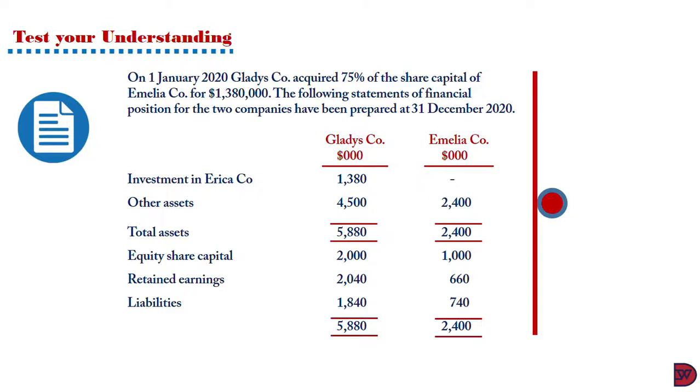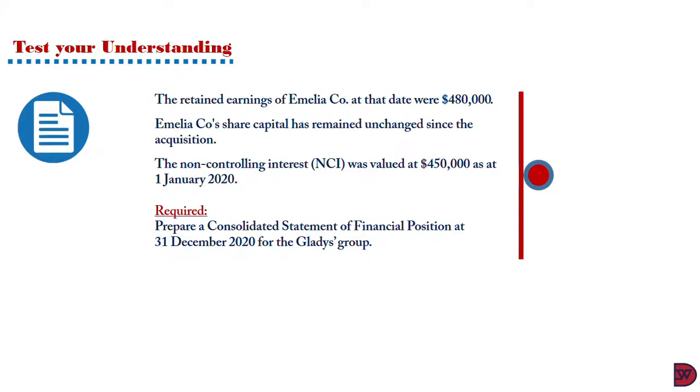So when you come to the equity, it's all shown for both companies. You have the retained earnings for both companies listed here, then liabilities for both companies, also giving a total of $5,880,000 for the equity and liability column. Then you have $2.4 million also for Emilia. The retained earnings of Emilia Co. at the date of acquisition was $480,000. Emilia Co's share capital has remained unchanged since the acquisition. The non-controlling interest was valued at $450,000 as at 1st January 2020. We are required to prepare a consolidated statement of financial position at 31st December 2020 for the Gladys Group.